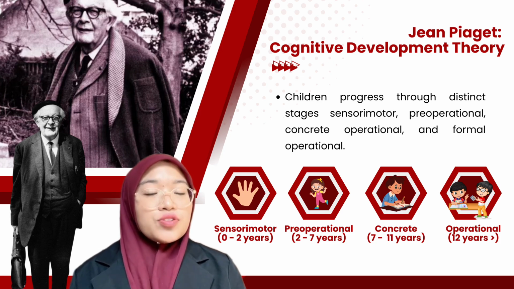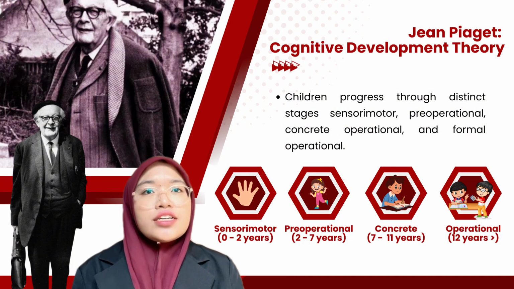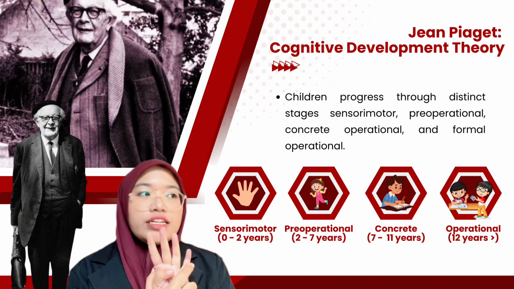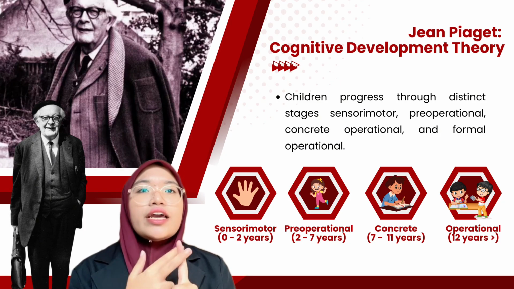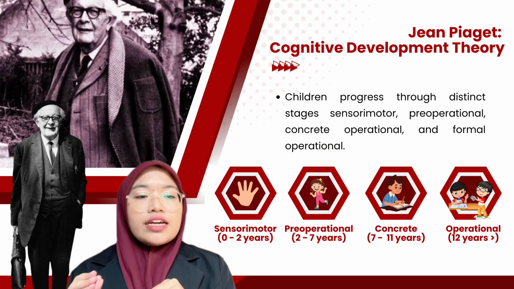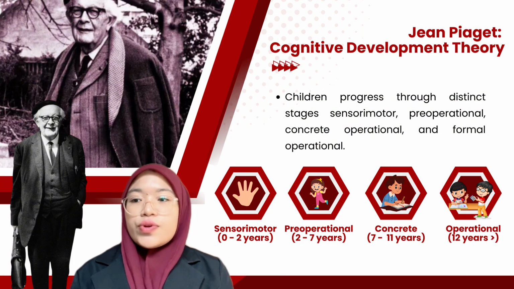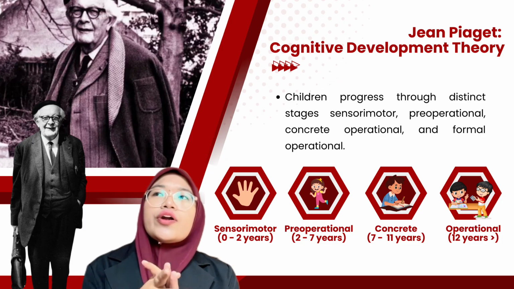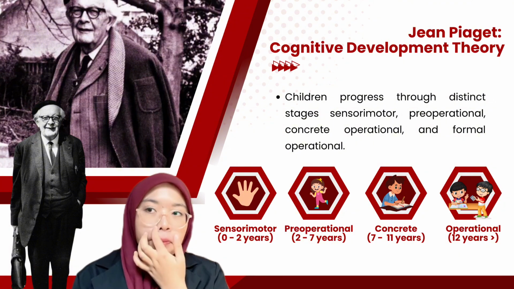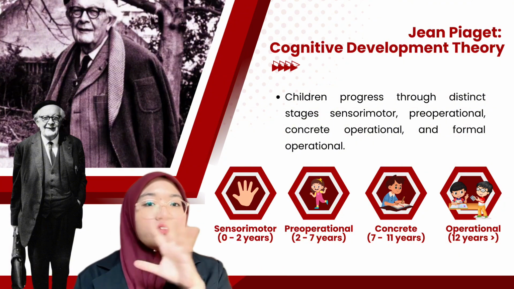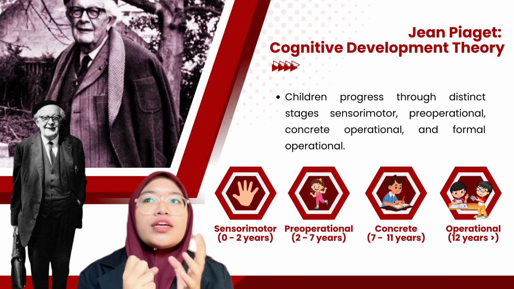Let us get to a deeper level of Jean Piaget's theory. Children progress through distinct stages, which are 4 stages in Piaget's theory. First, sensorimotor, pre-operational, concrete operational, and formal operational. For the sensorimotor stage, it is from the age of 0 to 2 years old. At this age, they will touch, or they will use their senses to know things. They will grab, and they will use their muscles a lot to train their muscles.